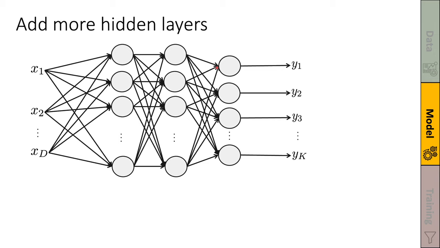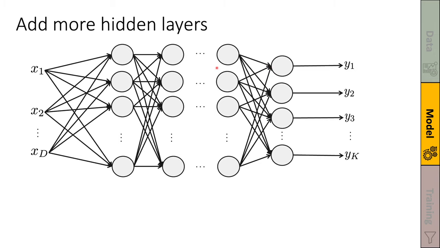That's as simple as it is. We just repeat this process multiple times to stack more and more layers of computation. This is deep learning. These are deep neural networks. As soon as you add more than one hidden layer, you are basically going to a deep neural network.